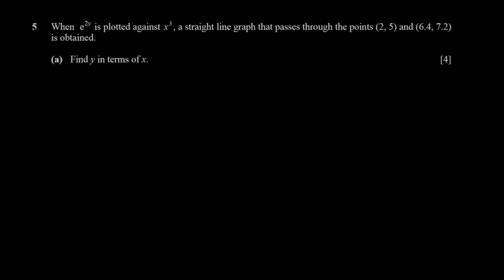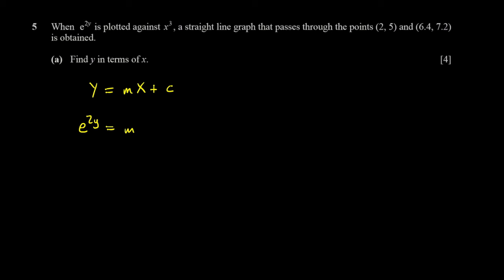All right, then, question 5. When e to the 2y is plotted against x cubed, a straight line graph that passes through these points is obtained. Want to find y in terms of x. If we've got a straight line graph, it's going to be in the form y equals mx plus c. Why have I written capital Y and capital X? Well, because in this case, our Y is e to the 2y and our X is x cubed.